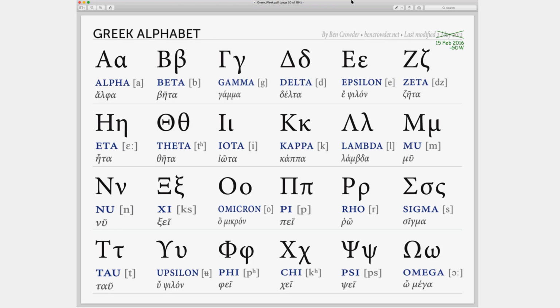Alpha, A, beta, B, gamma, G, delta, D, epsilon, E, zeta, Z, eta, E, theta, Th, iota, I, kappa, K, lambda, L, mu, M, nu, N, psi.